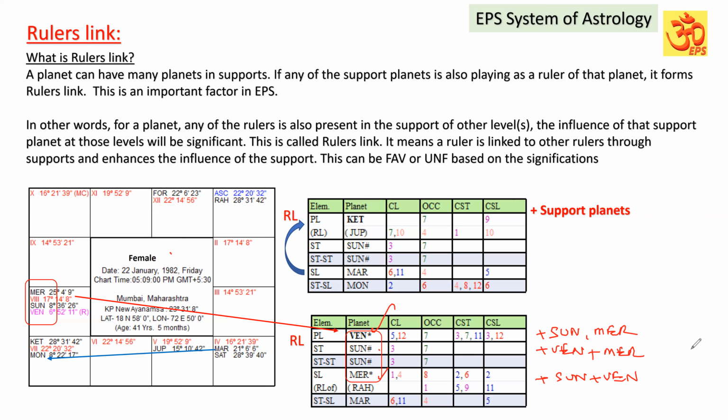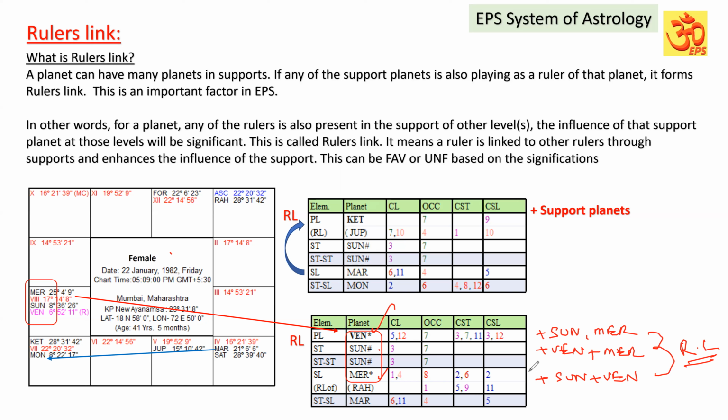They are all connected to each other. It is called rulers are connected. Rulers are linked through the ruler's link. So Venus's impact will be there on Sun and Mercury strongly. Similarly, Sun and Mercury's impact will also be there on Venus. Combined, they will form a very good impact. That impact will vary depending on the signification, whether it is favorable or unfavorable. Then the impact level will vary.